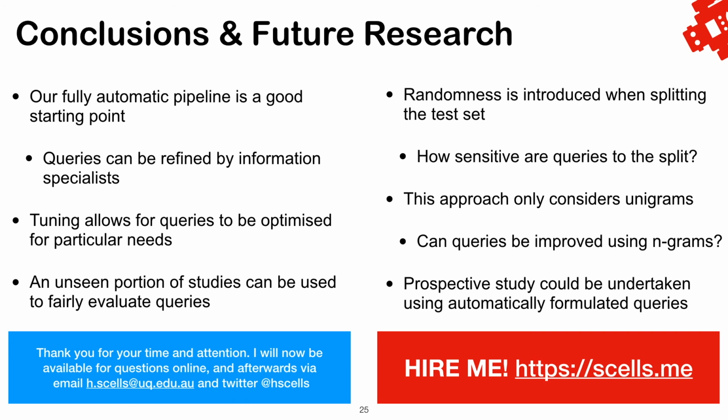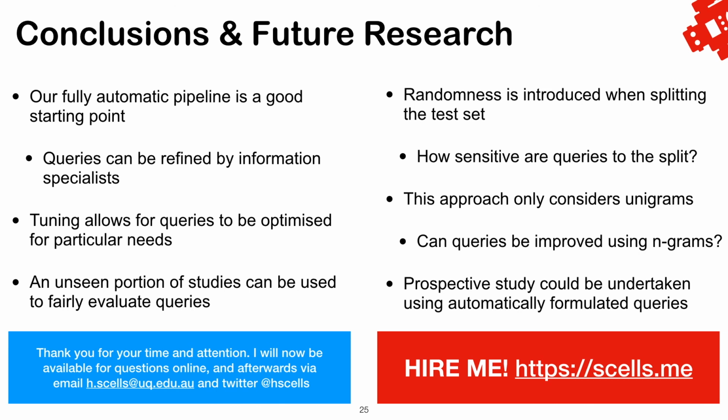We do this in two main ways. First, by tuning queries to allow them to be optimized for particular needs, and to evaluate the queries fairly on an unseen portion of studies, since we use the validation set for parameter tuning. In terms of future research, we split the test set into development, validation, and unseen using a random split. However, we don't know how sensitive queries are to this split, and so we'd like to investigate this sensitivity.